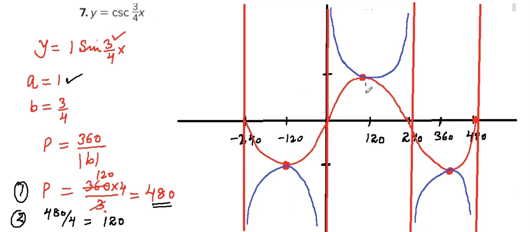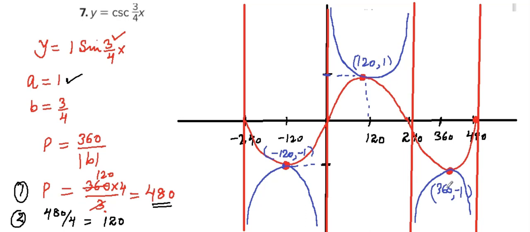So what is this point? This point is basically x is 120 and up is 1, 120 and 1. This one is minus 120 and down is minus 1 because in front of minus 1. Similarly, this is 360 and down is minus 1. So this is the graph of cosec x.